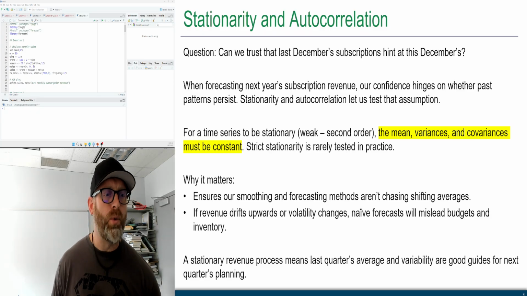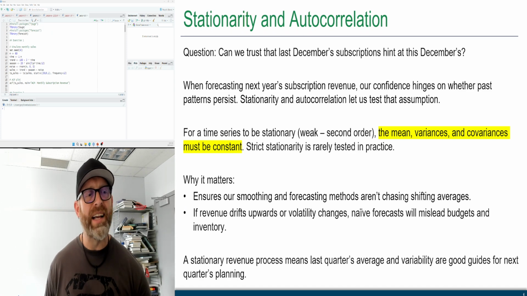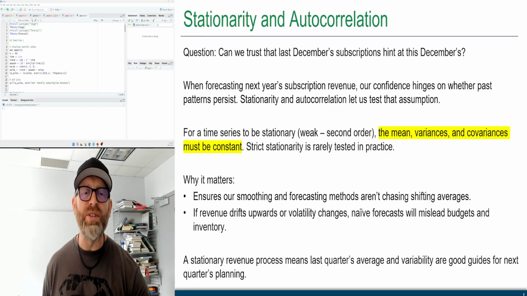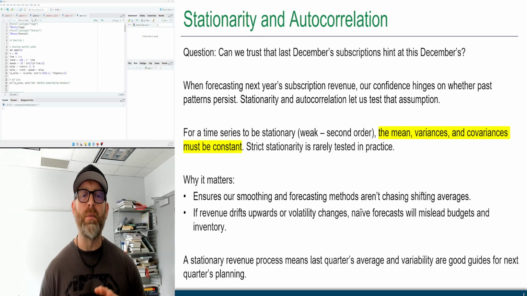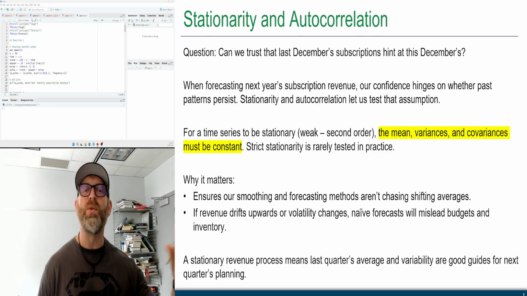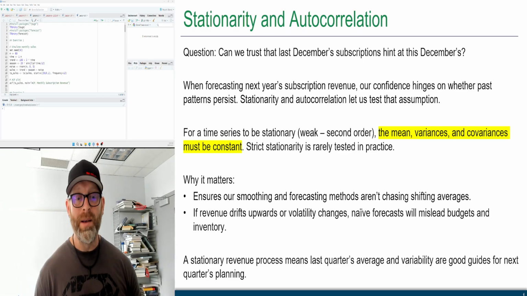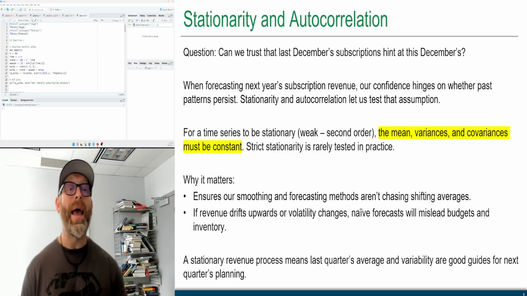If revenue drifts upwards or volatility changes, what we're going to be talking about first is naive forecasting. This will mislead budgets and inventory. When variance increases over time, like from a stable launch to a volatile growth phase, a fixed-window smoother or a parametric model would underestimate the true uncertainty of all of this. The confidence interval would become too narrow, exposing you to unexpected demand swings.